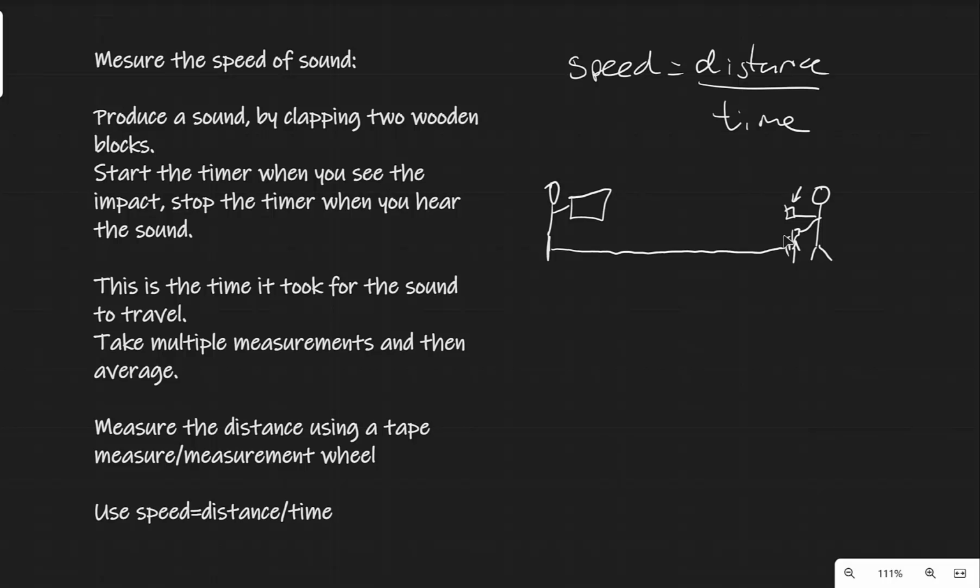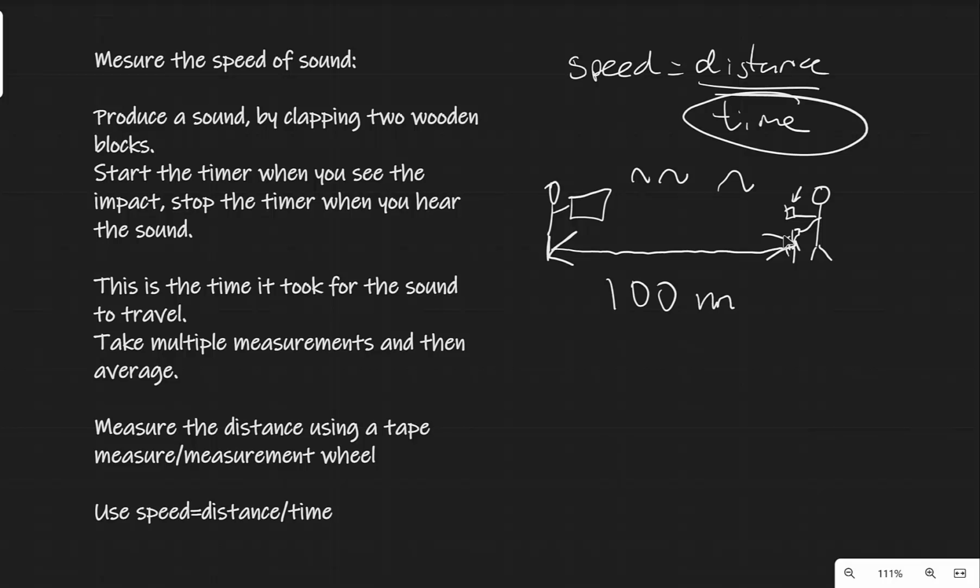And we're going to stop the timer only once the sound has actually traveled to us. This will be the time that it actually took for the sound to travel. We're going to take multiple measurements and then average them. Measuring the time in this case is where the tricky bit is. This distance will be quite far. In practice, when you do this experiment, somewhere between 100 and 150 meters works really well.